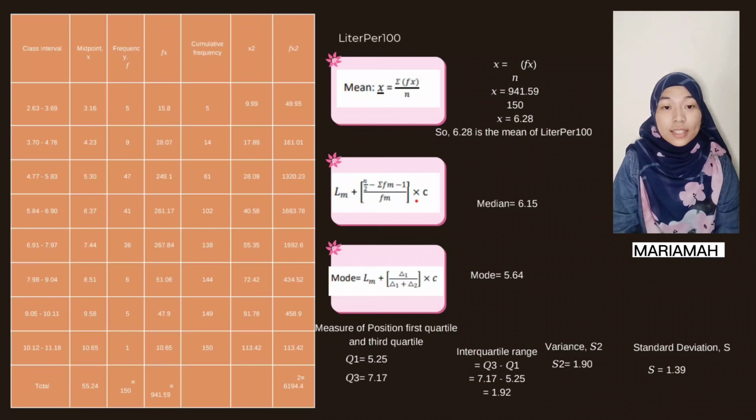So the variance of the liter per 100 is 1.90. The formula of standard deviation is S equal to the square root of s to the power of 2, and the standard deviation for liter per 100 is 1.39.